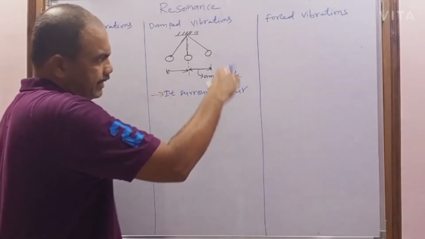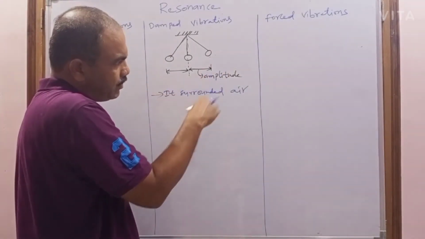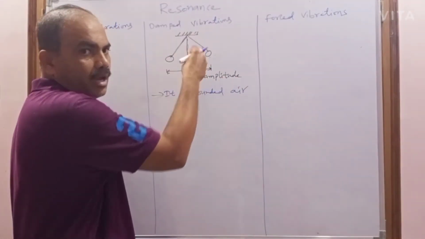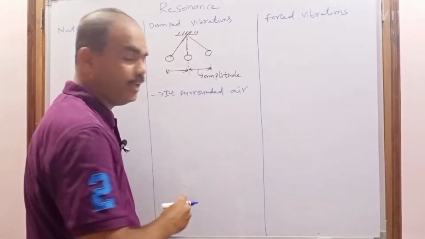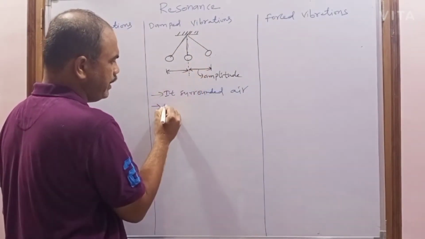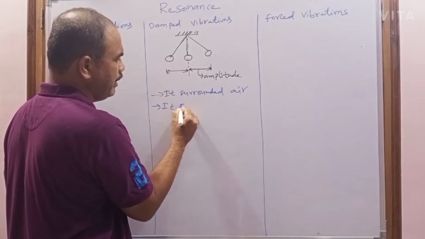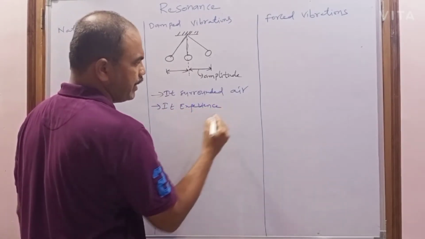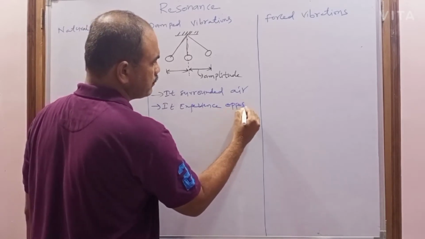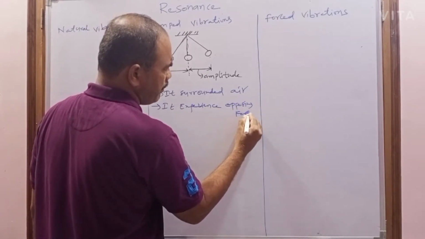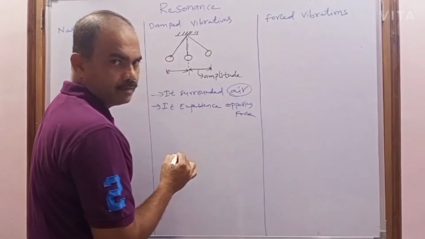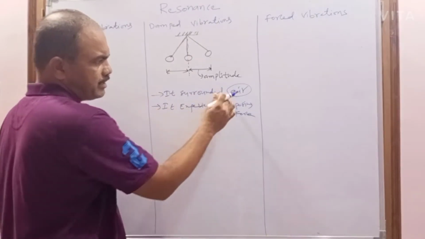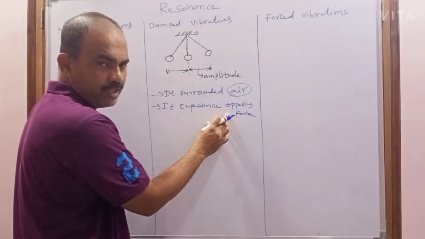So when it starts vibrating, these air particles apply some opposing force on it because of air friction, and the vibrating body experiences this opposing force. Who is applying this opposing force? The air, because of air friction. So the air is applying the opposing force in the form of air friction.